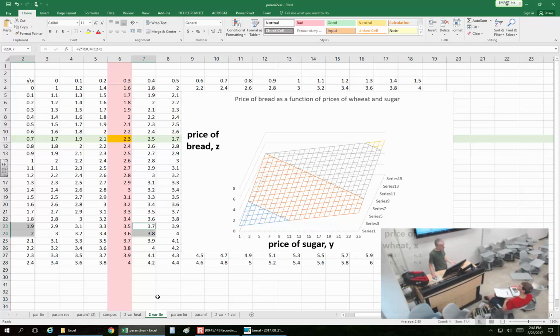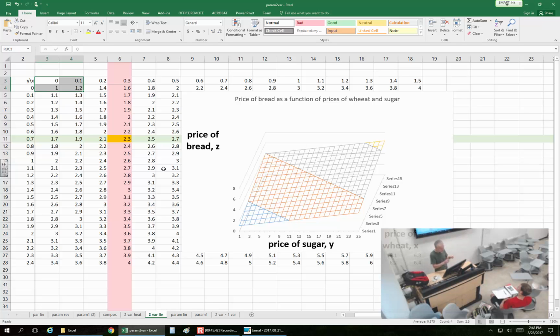Okay, if we now try to go horizontally, I will be comparing this, this and that. So the change of x is 0.1, the change of z is 0.2. So the slope is 2. The slope is 2, so this is the direction of the slope, and it has slope 2.